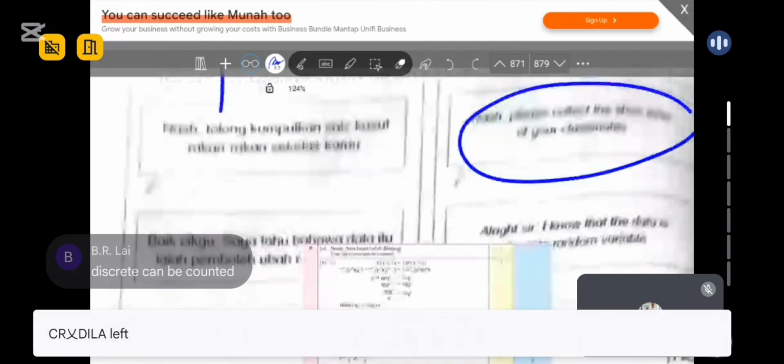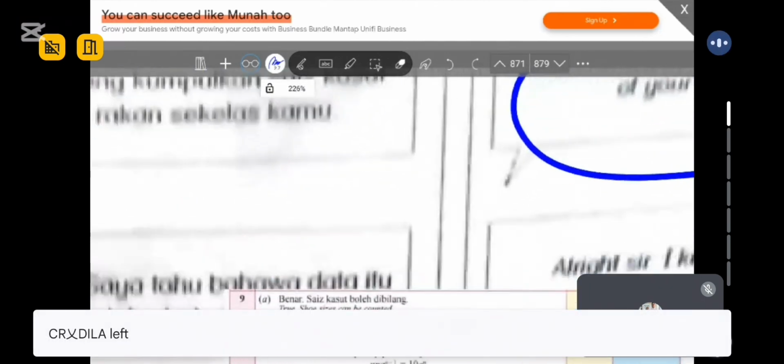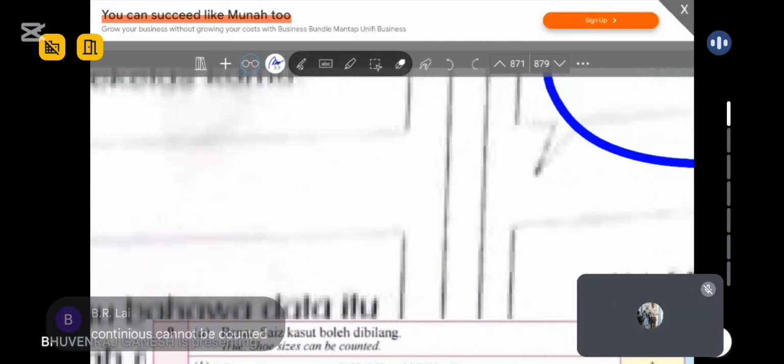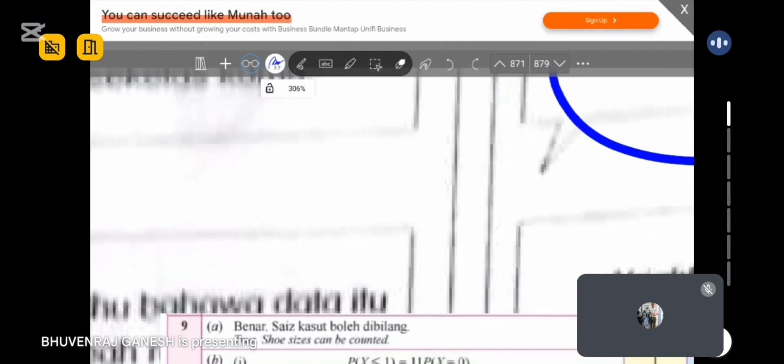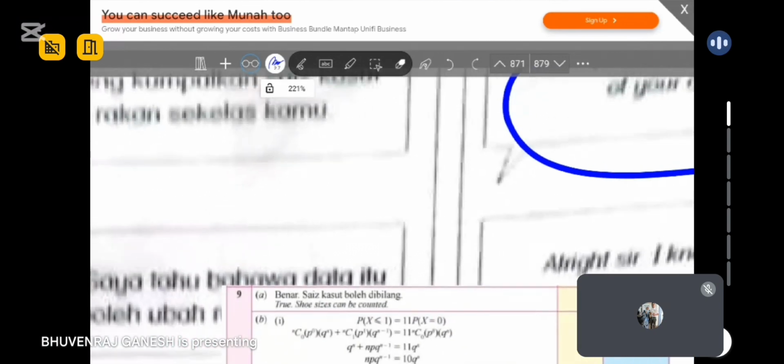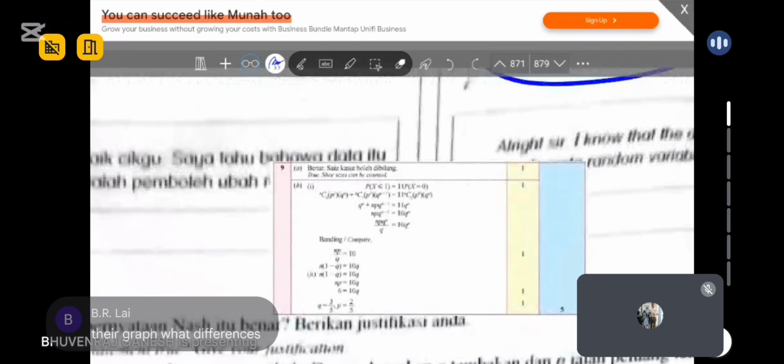Okay, correct. Discrete can be counted, guys. You all know, right? A discrete variable can be counted. Guys, can your shoe size be counted or not? It can, right? Size 5, size 6, size 9, size 10. This means that it can be counted. So you just answer the statement is true, because shoe size can be counted. Okay, guys, that's all.